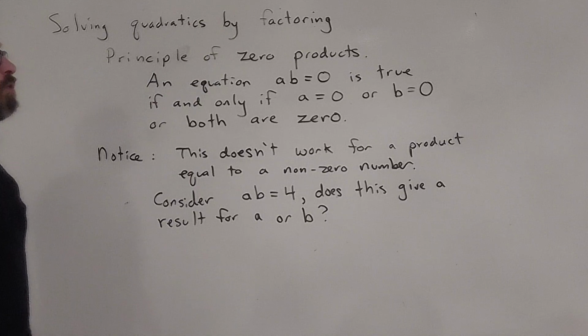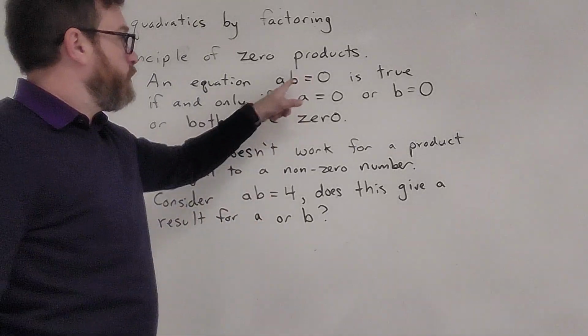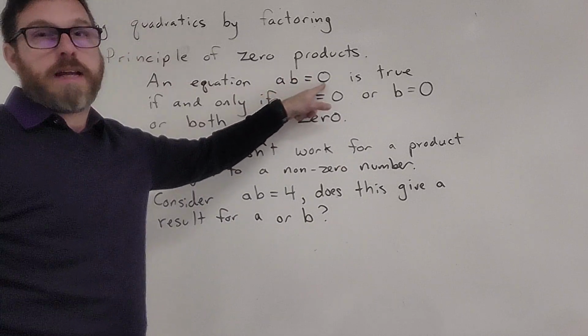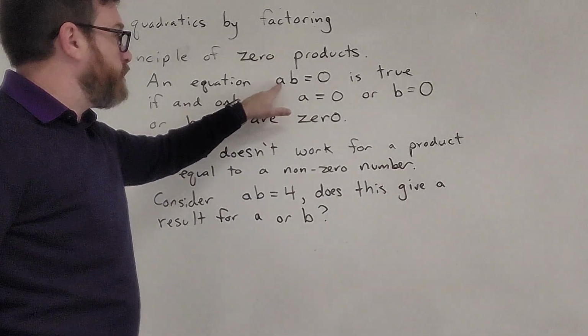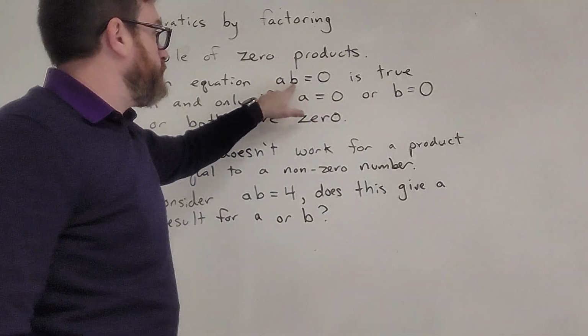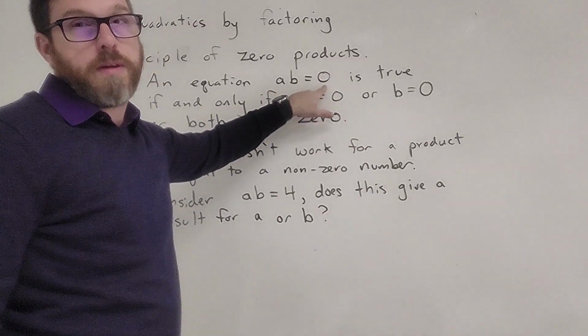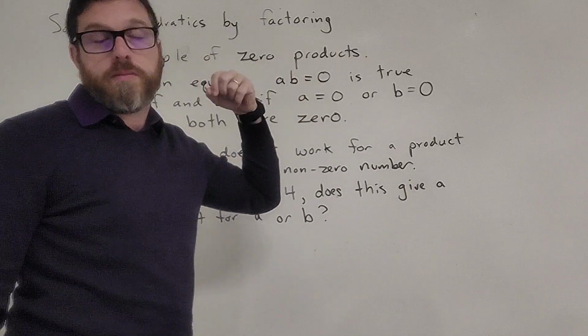Now notice that this doesn't work if the product is equal to a non-zero number. So for instance, a times b is equal to something that's not 0. I can tell that the zero case is true because if a is 0, then 0 times b would be equal to 0. And if b was 0, then a times 0 would also be equal to 0, because multiplication by 0 yields 0. Or if they're both 0, 0 times 0 is also 0.